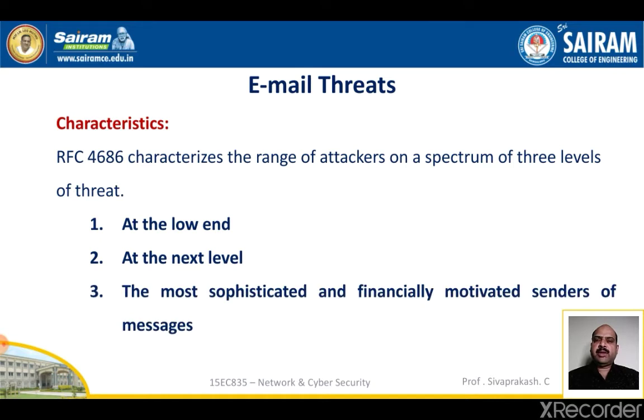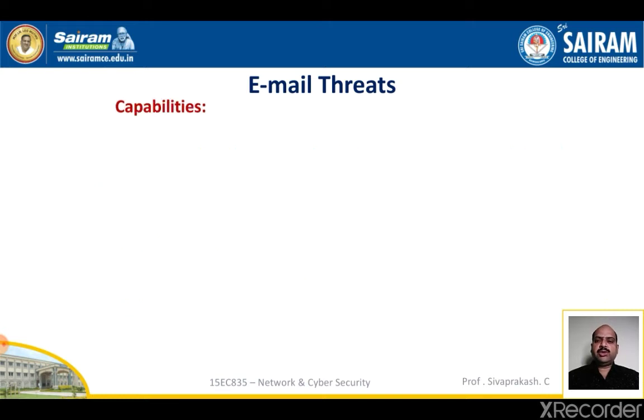The third one is the most sophisticated and financially motivated sender, those who stand to receive a sustainable financial benefit, such as from an email-based fraud scheme. The attacker can be expected to employ all of the above mechanisms and additionally may attack the internet infrastructure itself, including Domain Name System (DNS) cache poisoning attacks and IP routing attacks. These are the three characteristics of an email threat. Next, let's move on to the capabilities of the email threat.